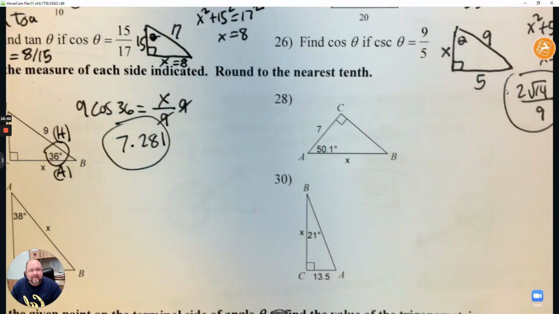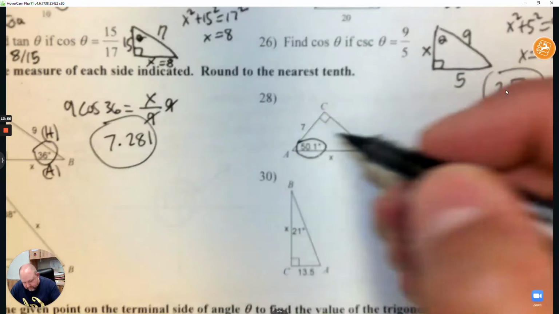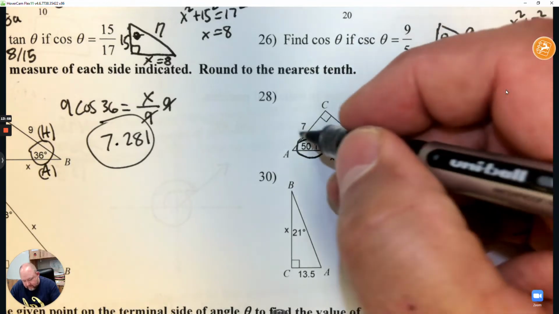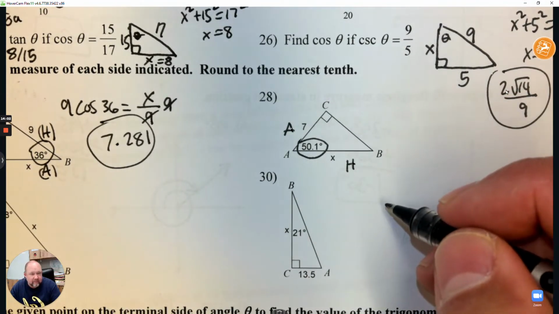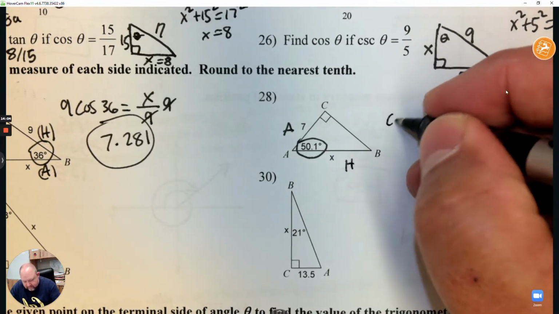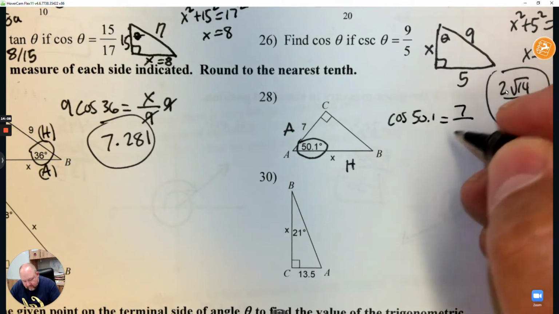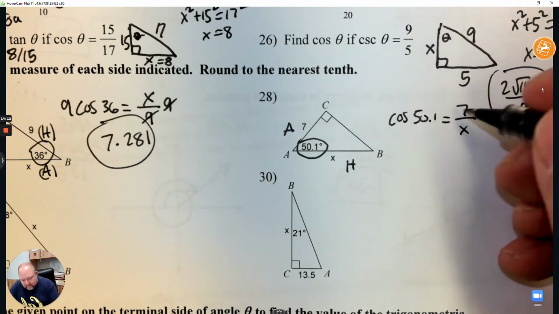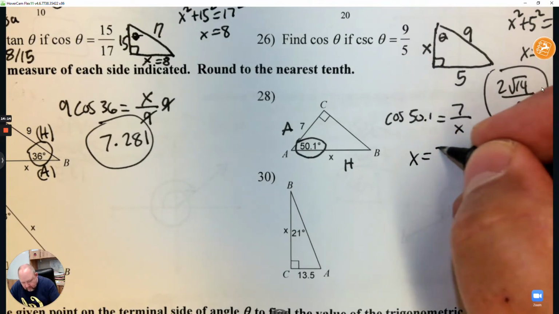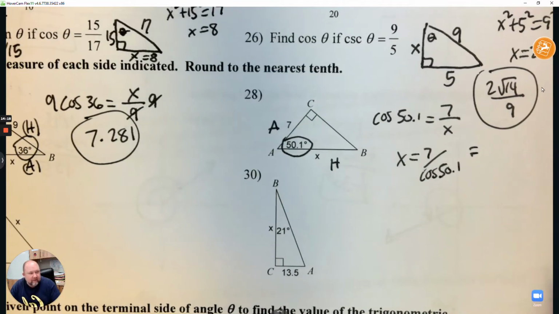28. Circle the angle. 7 is adjacent, and x is the hypotenuse. This again is going to be cosine. And it's 7 over x. Because the variable's in the denominator, they switch. So you're going to go 7 divided by cosine 50.1, and then get your answer.